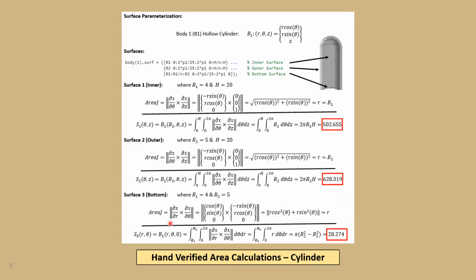For the bottom surface, the partial derivatives are now taken with respect to r and theta because my height is not changing, so that is constant, but my radius will change between r1 and r2, as well as the orientation theta. Doing my area Jacobian for that results in a value of r, and taking the double integral of that gives me a total value of 28.274 for that bottom surface.